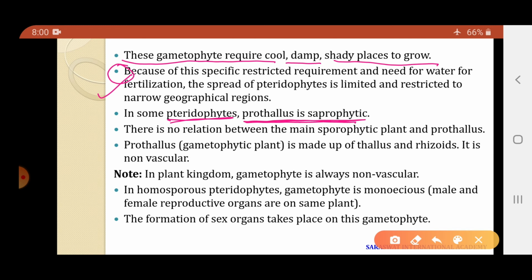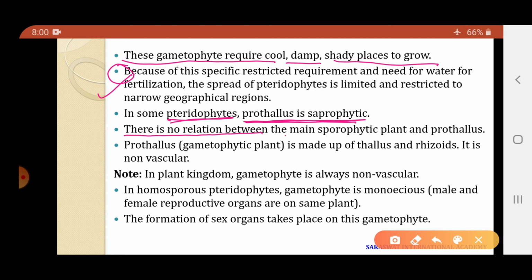Now in certain cases the prothallus is saprophytic. नॉर्मली प्रोथेलस कैसा होता है? फोटोसिंथेटिक. वो अपना फूड खुद ही बनाता है. But in some cases they are saprophytic, that is they obtain the food by the decaying of the organic material.